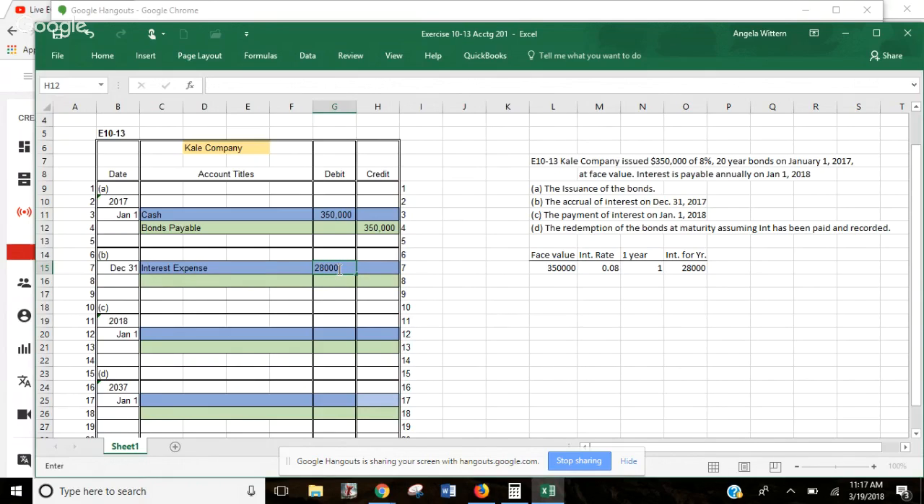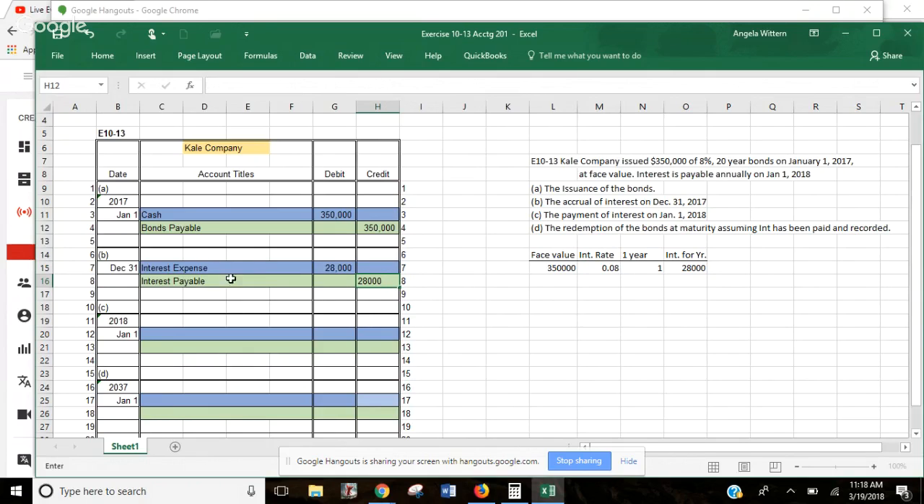So I will record that interest expense, and since it's the end of the year, this will now be a liability, an interest payable account, and that will also be $28,000. Okay, C says payment of interest on January 1st.